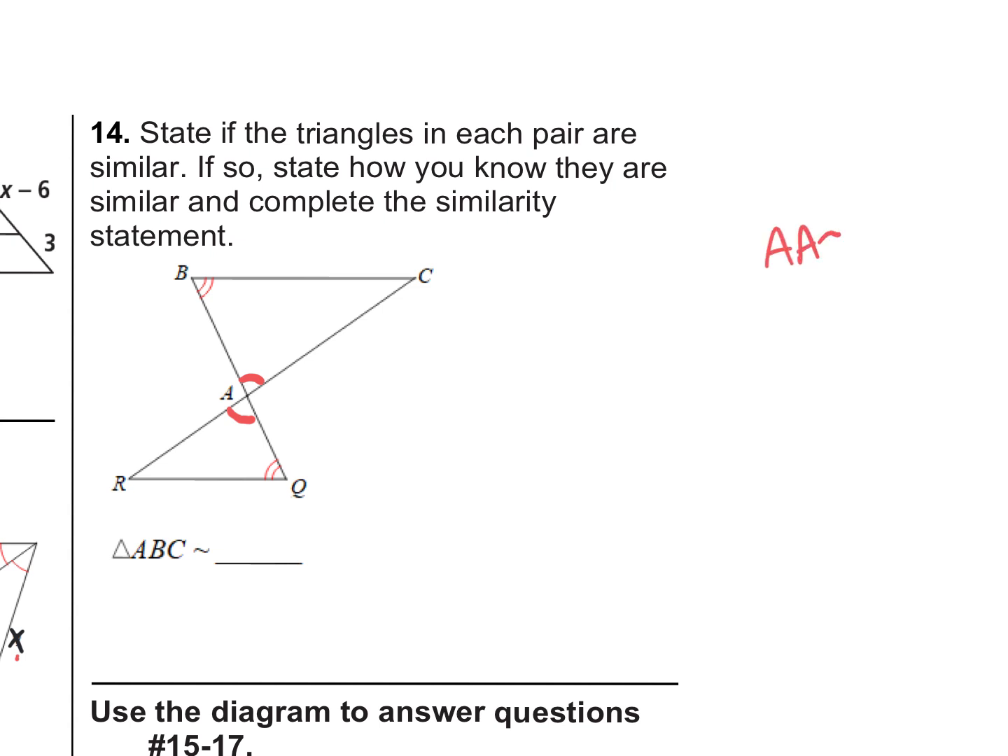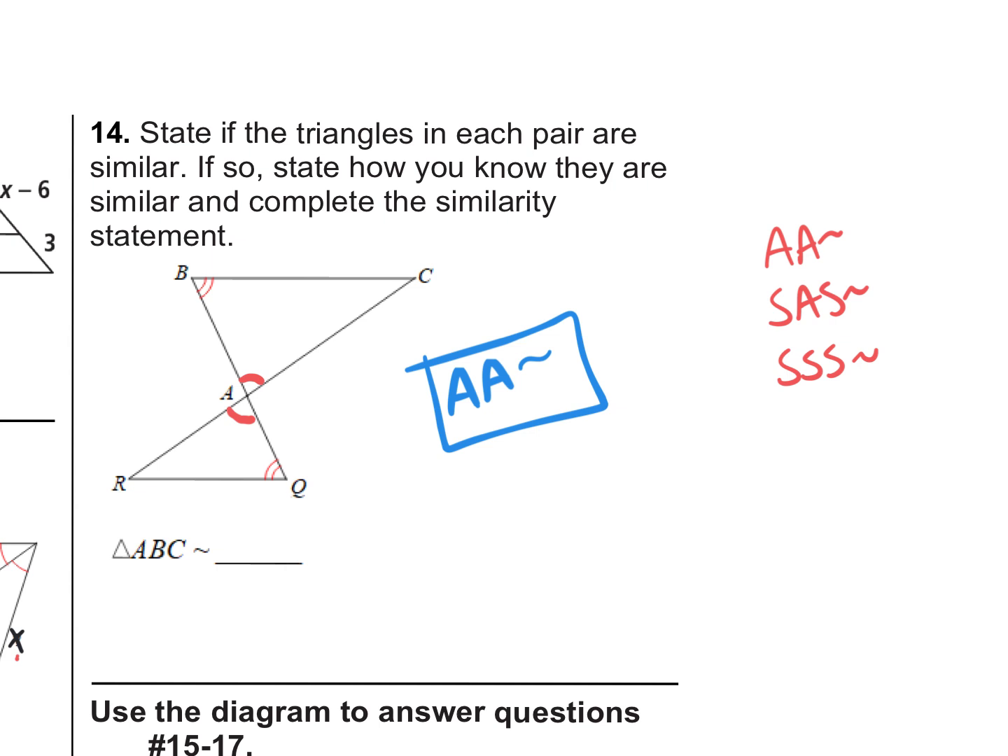We have angle, angle, side, side, side, side. Which one fits, if any? Angle, angle. Again, why can we choose angle, angle to determine if triangles are similar? Because if they have 2. Right. If you know 2, don't you agree that those 3 also have to be the same? So angle, angle similarity is the reasoning, and then filling out our statement here, what relates to A? A, B, Q, C, R.